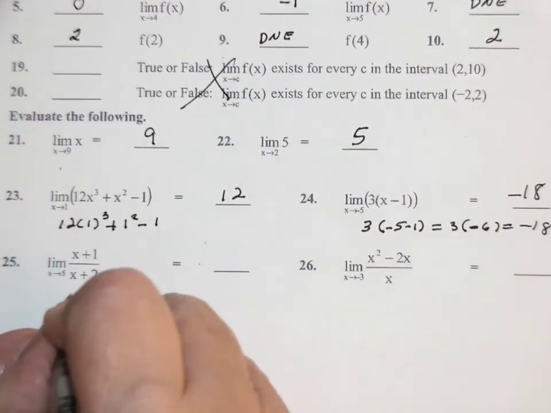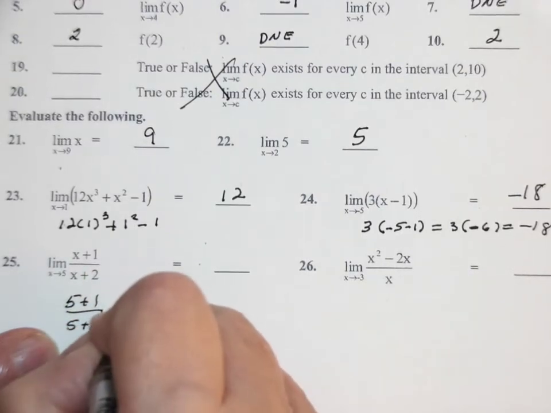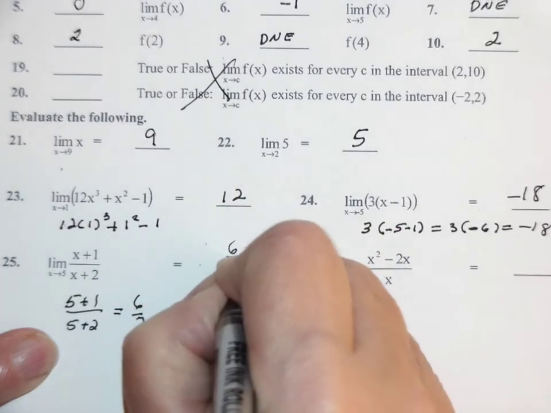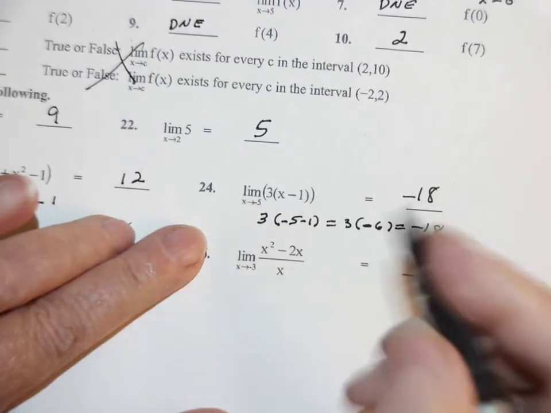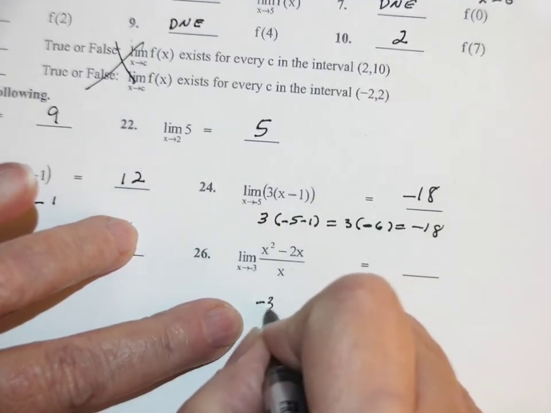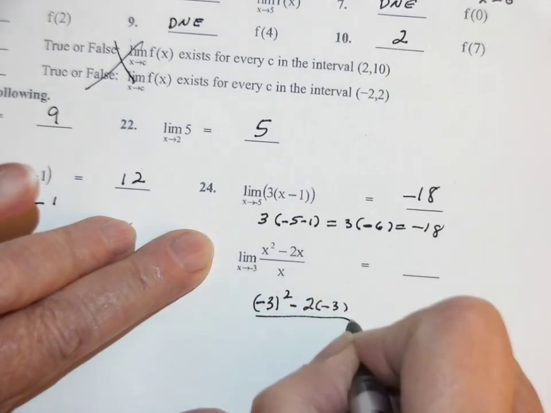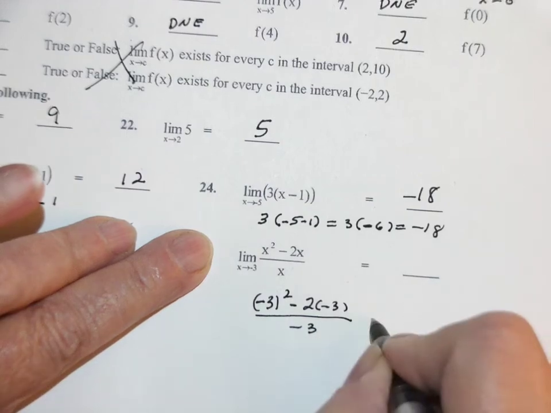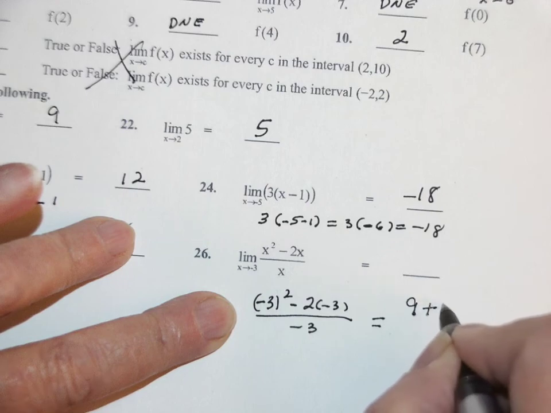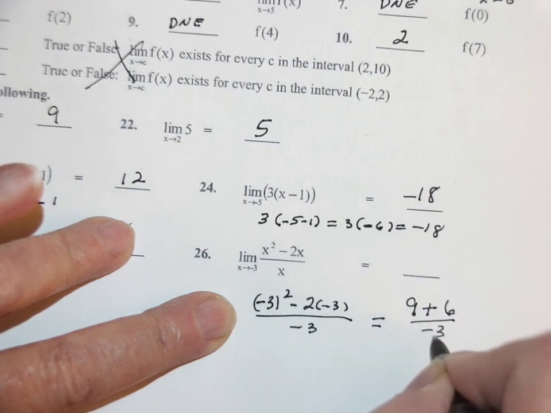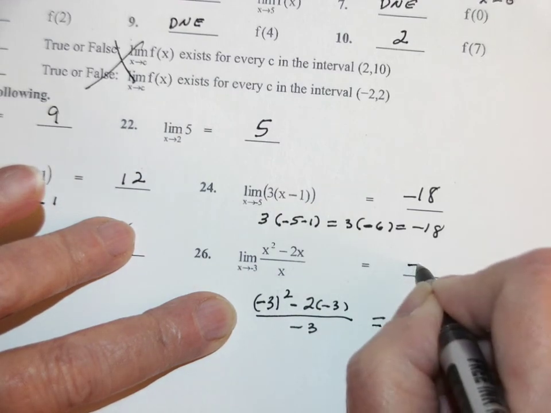X approaches 5, plug it in, 5 plus 1 over 5 plus 2 is 6 over 7. X approaches -3. This is -3 squared minus 2 times -3 all over -3, which is 9, plus 6 over -3, 15 over -3, which is -5.